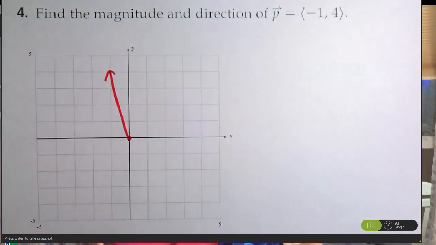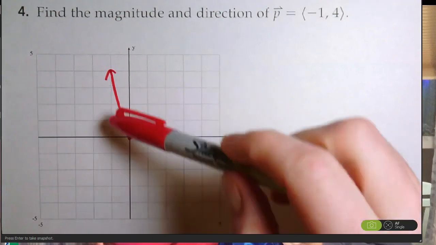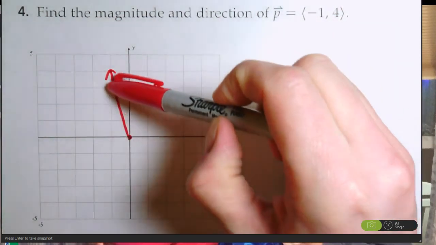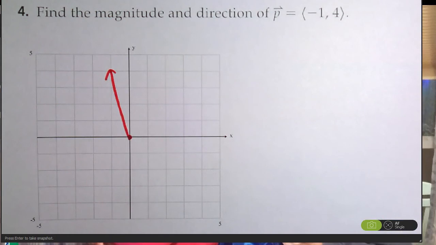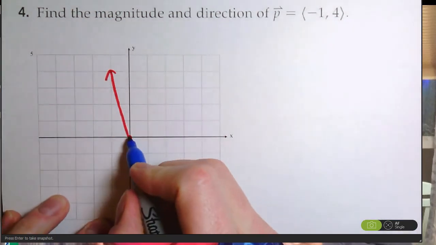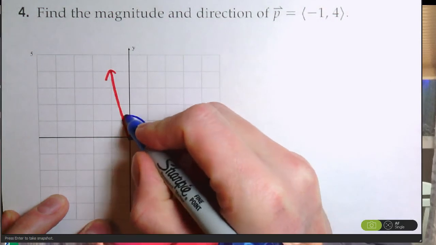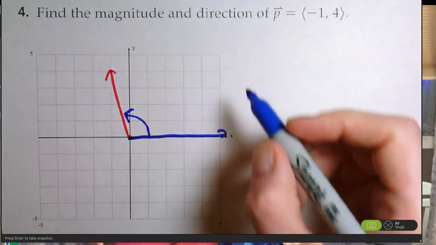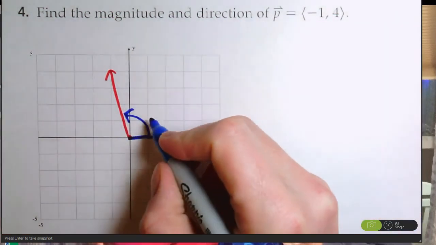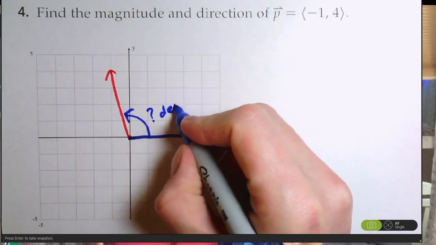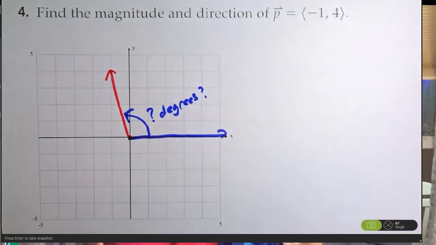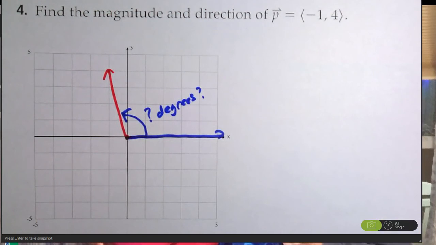Now, what I want is to know how far this distance is, and then here's the really tricky part. I want to know what this angle is, because that's the direction. How many degrees? And that's the hardest part about this. Because to find the magnitude, again, you could use the distance formula. That's what the book does.